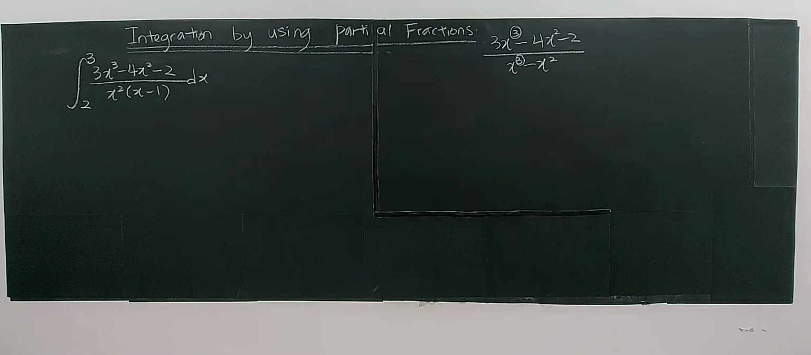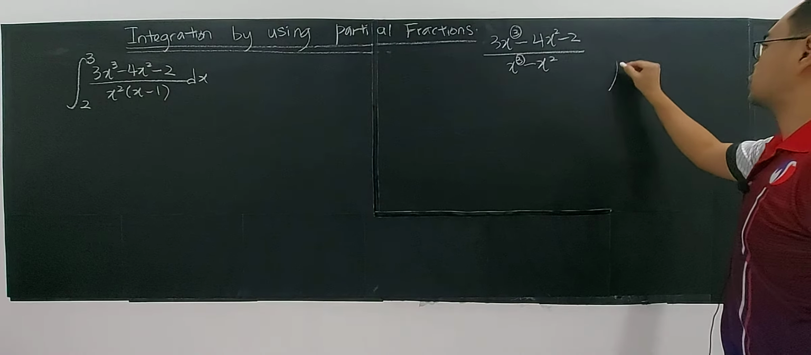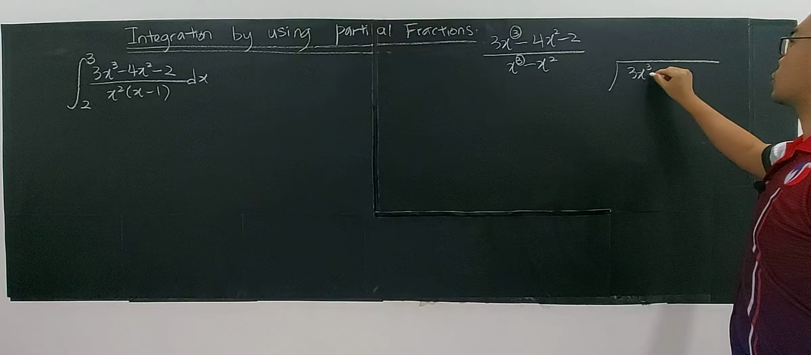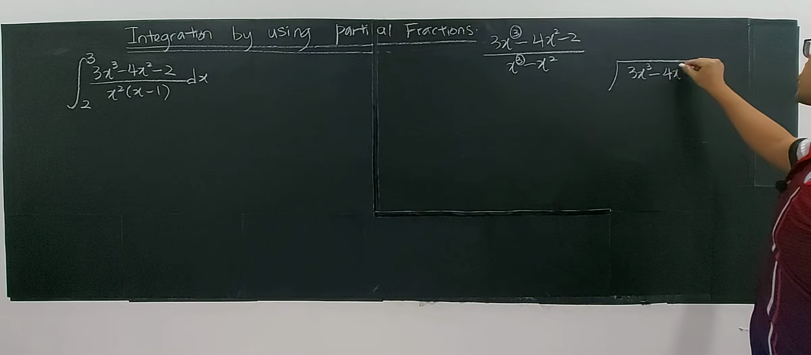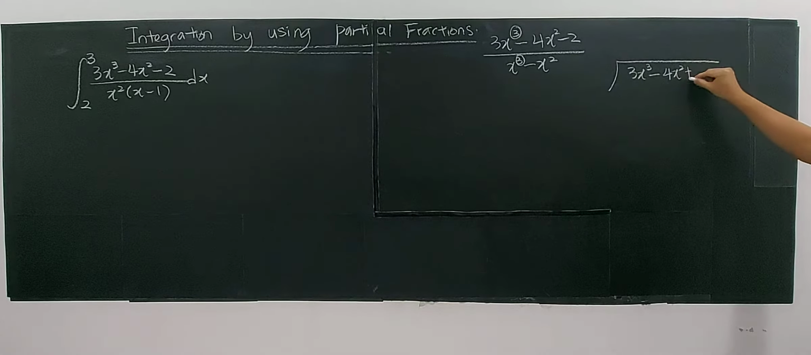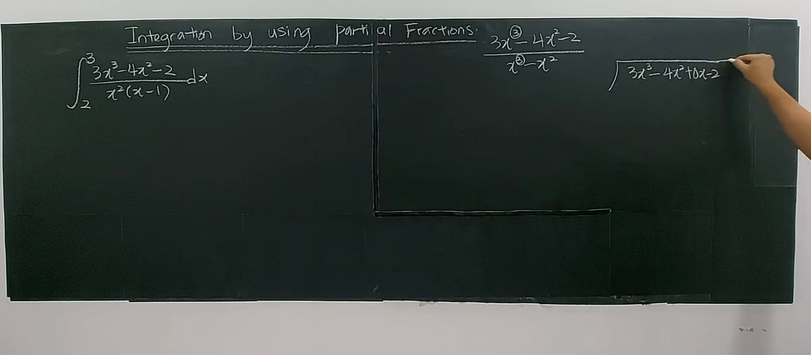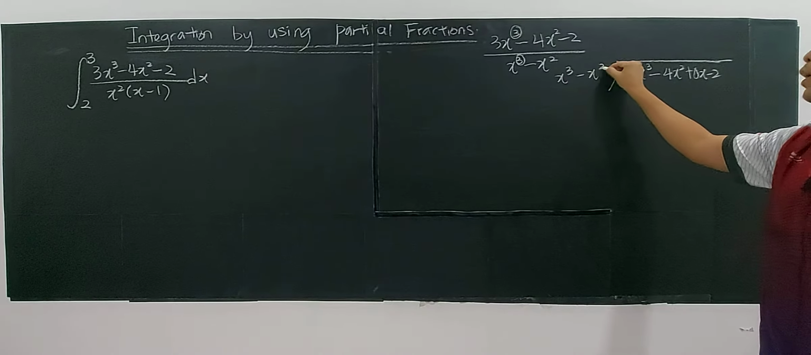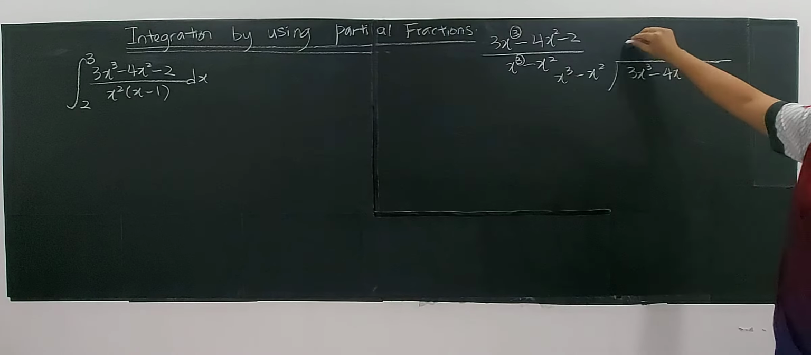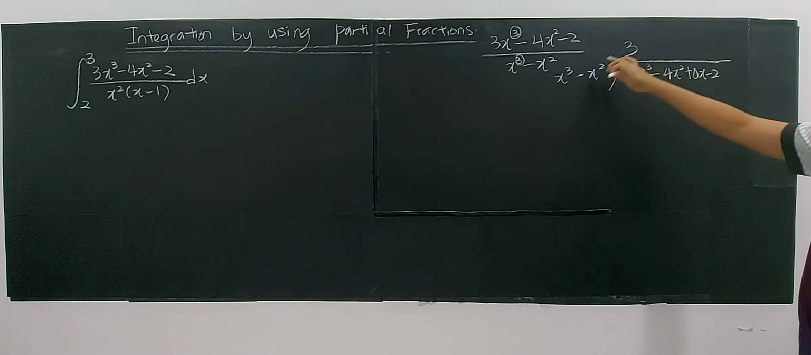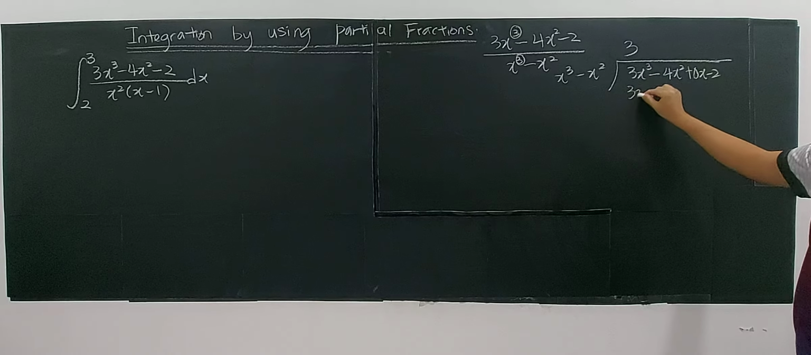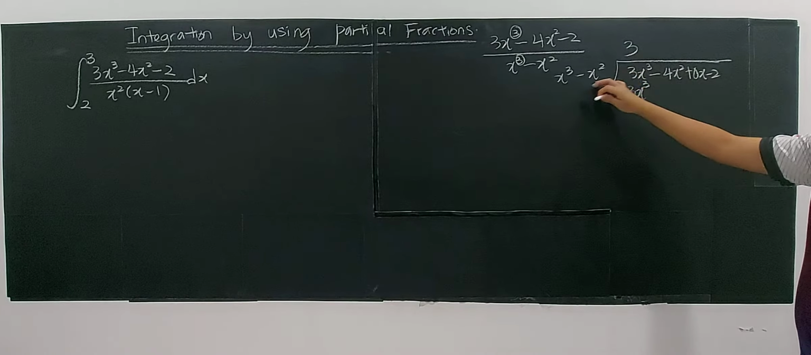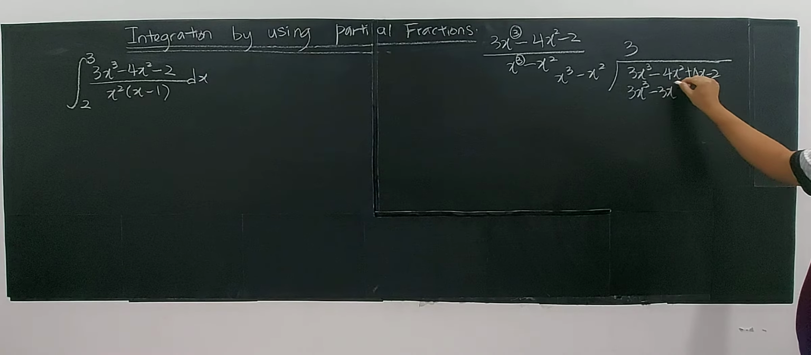I still prefer doing long division to reduce the numerator. So 3x cubed minus 4x squared plus 0x minus 2. I just add a 0x here. Then here you have x cubed minus x squared. So let's start with the division. We need 3 here, so 3 and x cubed, we have 3x cubed.